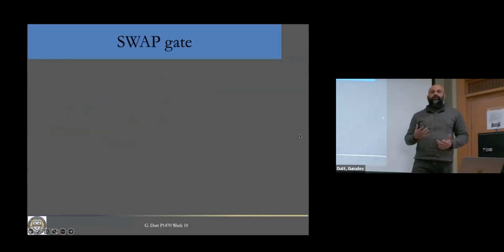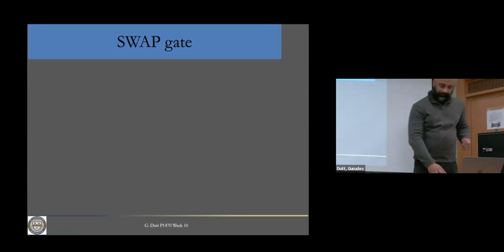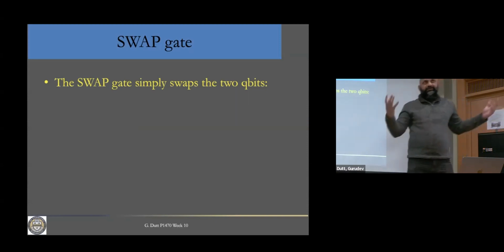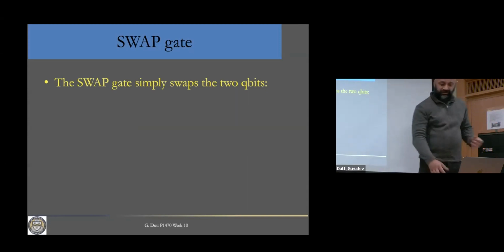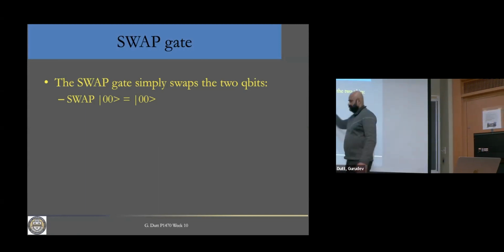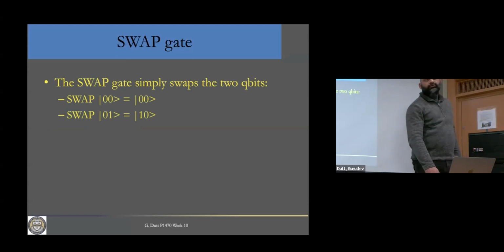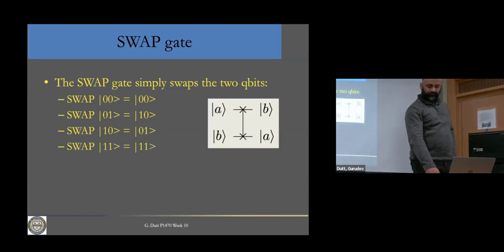We now introduce one more gate, which is also very commonly used. This is called the swap gate. And the name suggests exactly what it does. It swaps the two qubits. So very straightforwardly, swap acting on 0, 0 is 0, 0. Swap acting on 0, 1 is 1, 0. Swap acting on 1, 0 is 0, 1. Swap acting on 1, 1 is just 1, 1.